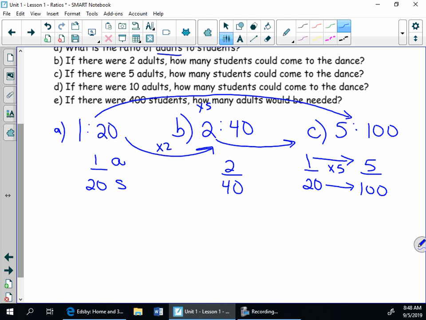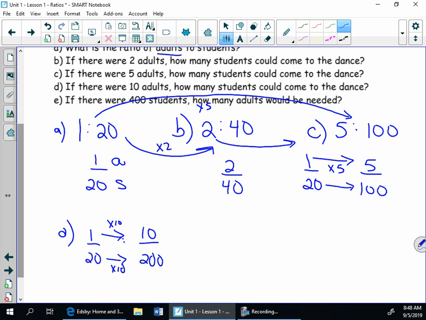What about if there are 10 adults? Can you guys figure that one out? Can you pause the video and give it a try? I want 10 adults. How can I convert 1 over 20 into 10 over something? Let's times it by 10. And I think we could have 200 students come to the dance.